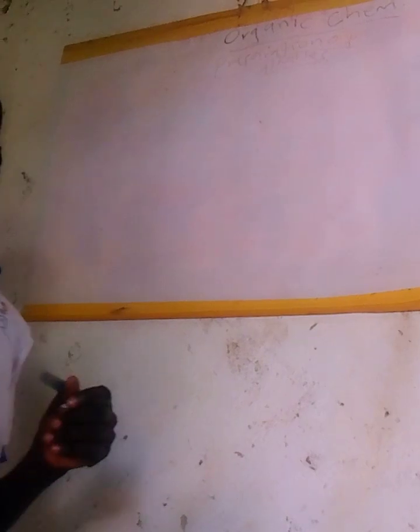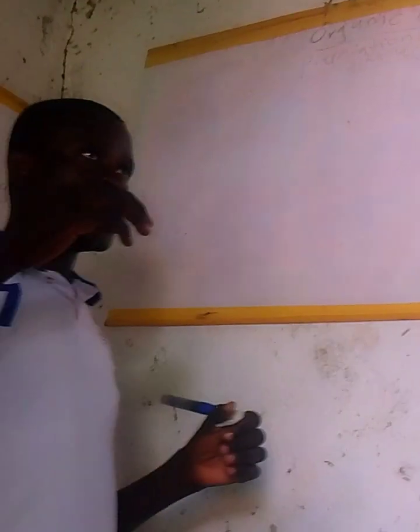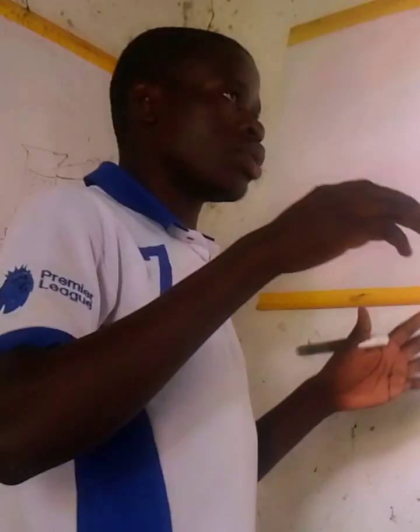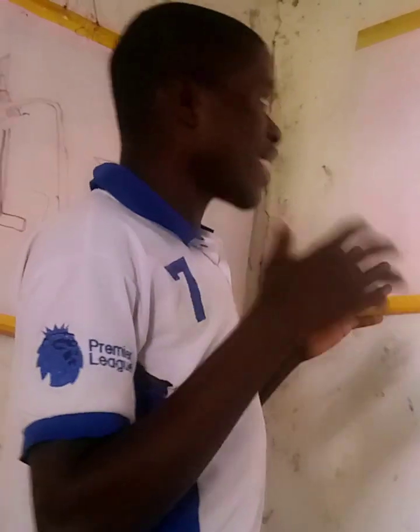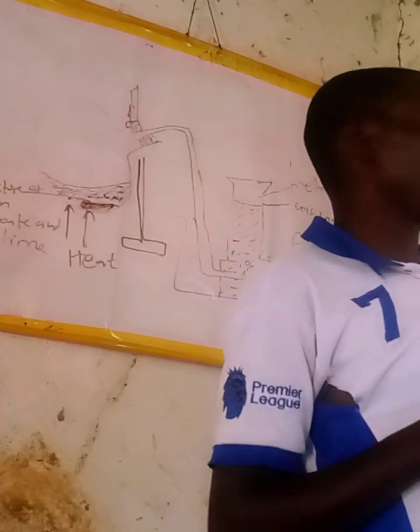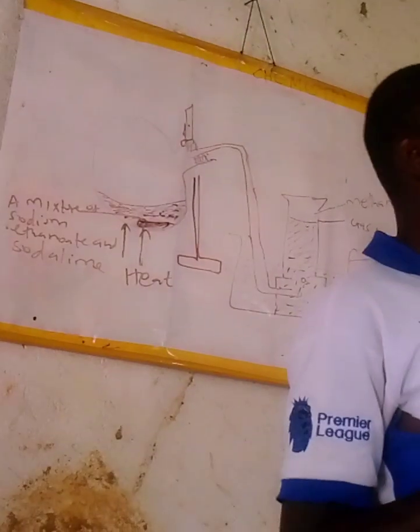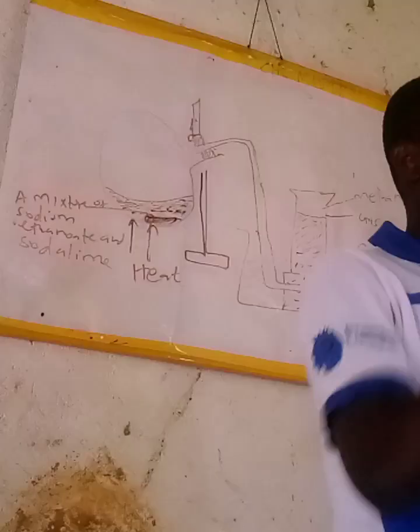For example, they can ask you how to prepare methane. How will you prepare methane? We prepare methane by using sodium ethanoate plus sodium hydroxide. We normally prepare a respective alkane, like methane, by using a reactant with one more carbon. For example, methane uses ethanoate, ethane will use propanoate. So we add one carbon and OH. OH means we have oxygen that is added.